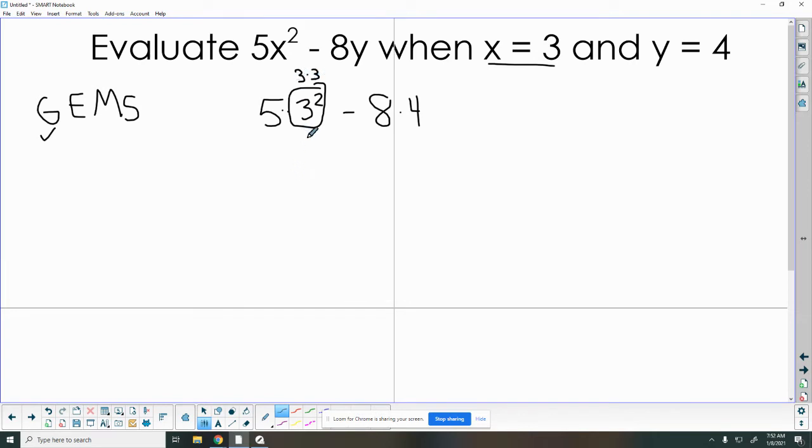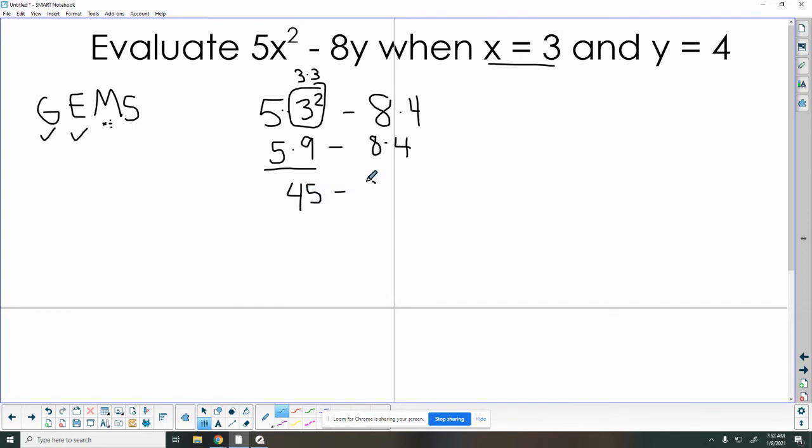So 3 times 3 is 9. So we still have to times by 5 minus 8 times 4. We do not have any more exponents. So now we're looking for multiplying and dividing left to right, just like we read. The first one here is 5 times 9. So go ahead and do that. Bring everything else down. So 5 times 9 is 45.